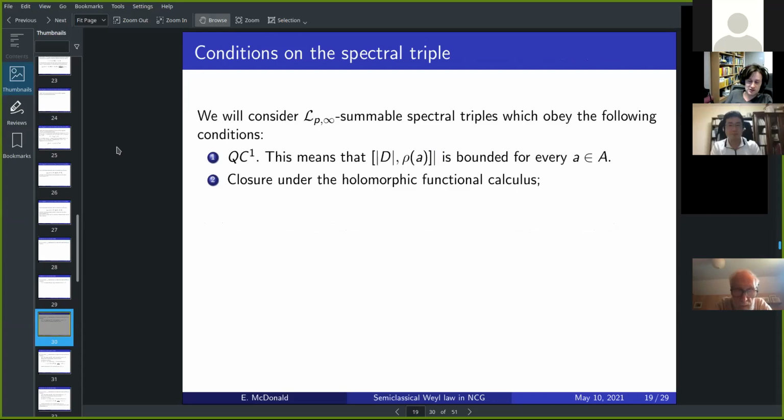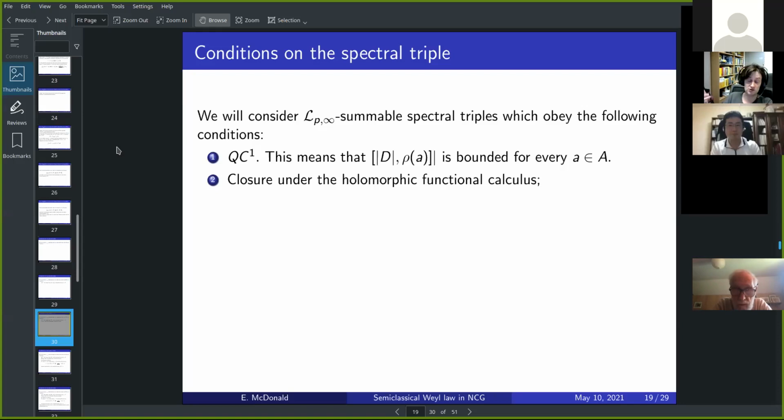Second assumption, again a technical assumption, closure under the holomorphic functional calculus, which means exactly what you think it means. It means that if you have an element a of the algebra and there is a function f which is holomorphic on a neighborhood of the spectrum of ρ(a), then f(ρ(a)) coincides with ρ of some element in the algebra.